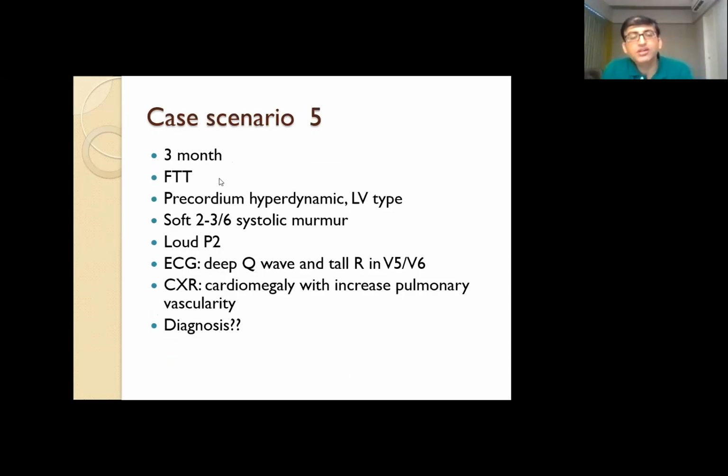Now, in this particular case, case 5, a 3-month-old child, failure to thrive, precordium hyperdynamic, grade 3/6 systolic murmur, P2 loud. P2 loud means pulmonary hypertension. Hyperdynamic precordium, failure to thrive means increased pulmonary blood flow, and deep Q wave and tall R wave in V5, V6 means LA, LV dilatation. X-ray suggestive of cardiomegaly with increased pulmonary vascularity. So we have a very common diagnosis of large VSD.